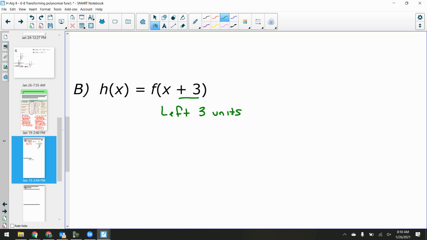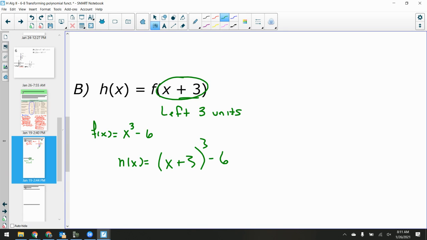Okay, so the original function, x to the third minus 6, that's f. So now I'm going to take f of x plus 3. Okay, what does that mean? That means I'm going to put this in for x and compute it. So h of x is going to be equal to x plus 3 to the third minus 6.